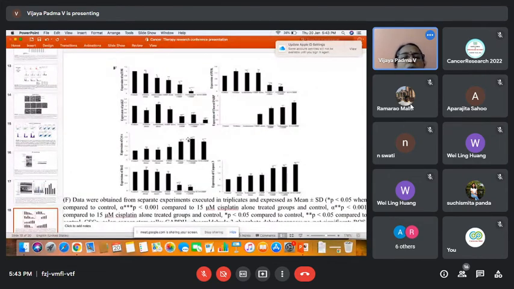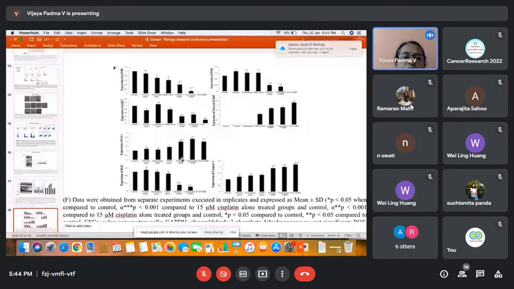Here, this shows the mRNA levels observed for all the apoptotic proteins and cell survival proteins. The cell survival proteins were significantly decreased, whereas pro-apoptotic proteins were significantly increased. This is cytochrome C. Then this is PARP. PARP is also increased in the combinatorial regimen.